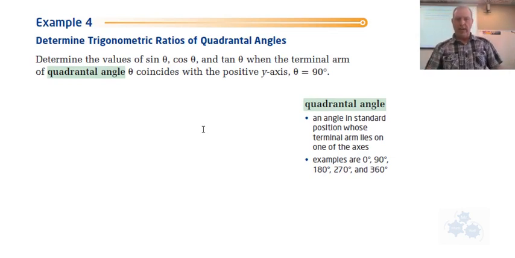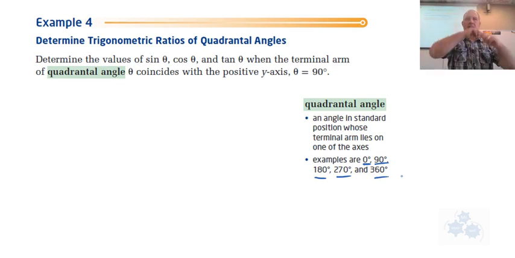Example 4, determine trig ratios of quadrantal angles. A quadrantal angle is an angle in standard position whose terminal arm lies on one of the axes. So we're talking about 0 degrees, 90 degrees, 180, 270, 360, and the like. In the first 360 degrees, those are the angles we're talking about.